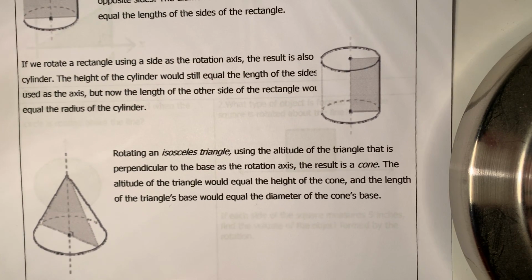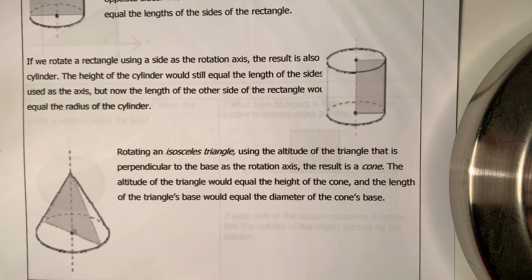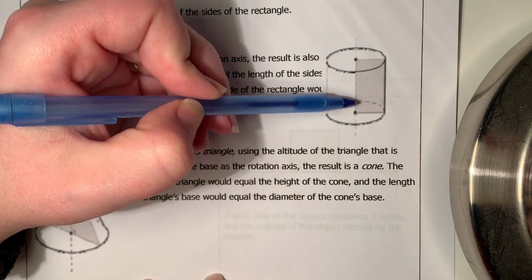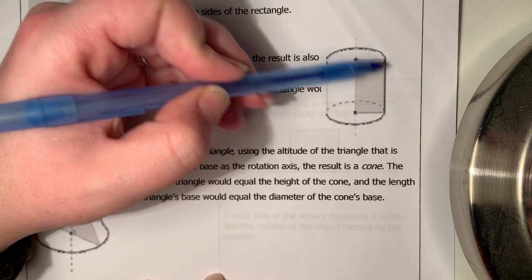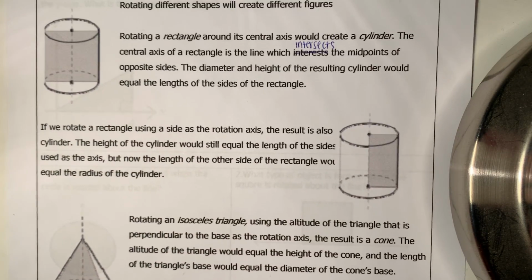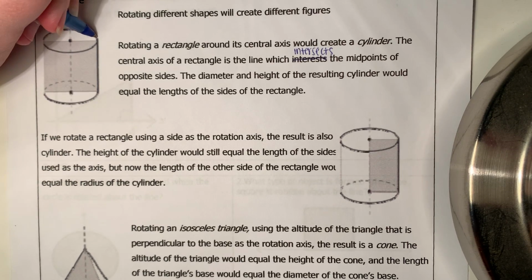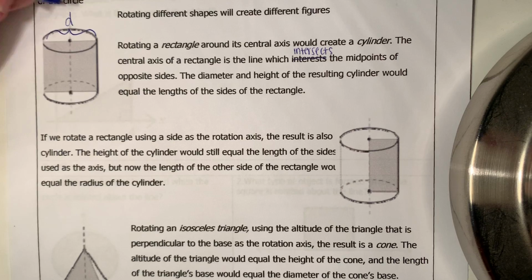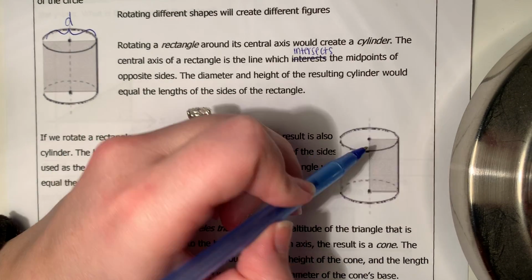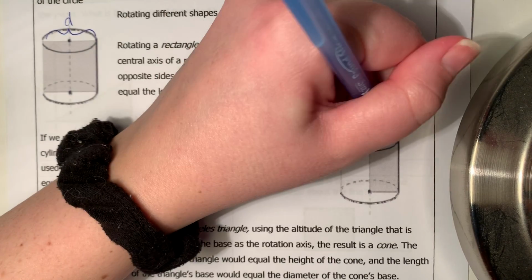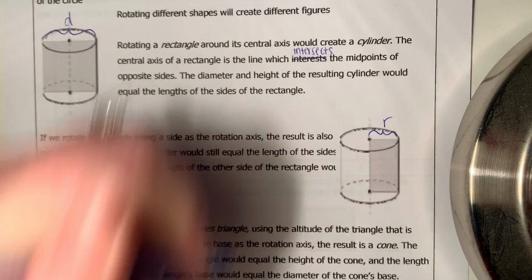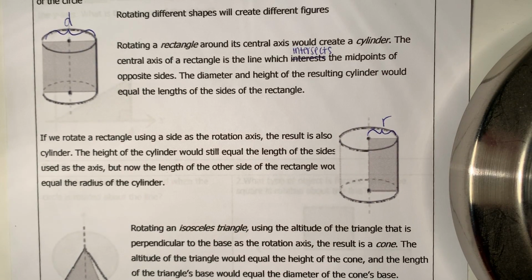You can also rotate along one of the edges of a rectangle. So if we rotate a rectangle using a side as the rotation axis, the result is also a cylinder. Notice that we're rotating along one of the sides of the rectangle. We still get a cylinder, but the difference is when we rotate through the center of a rectangle, what we end up with is the diameter, versus when we rotate along the side of a rectangle, what we end up with is the radius.